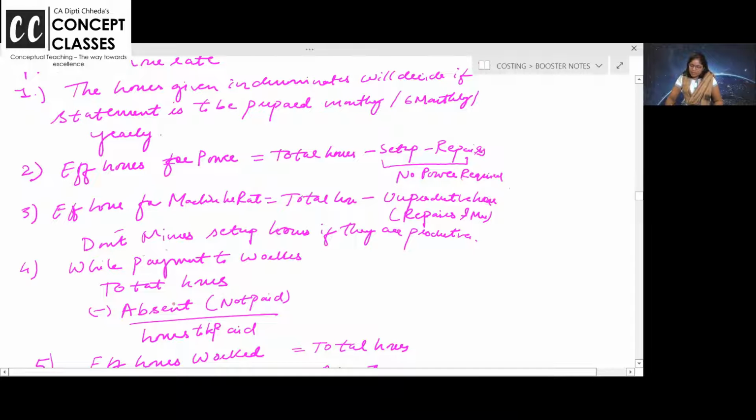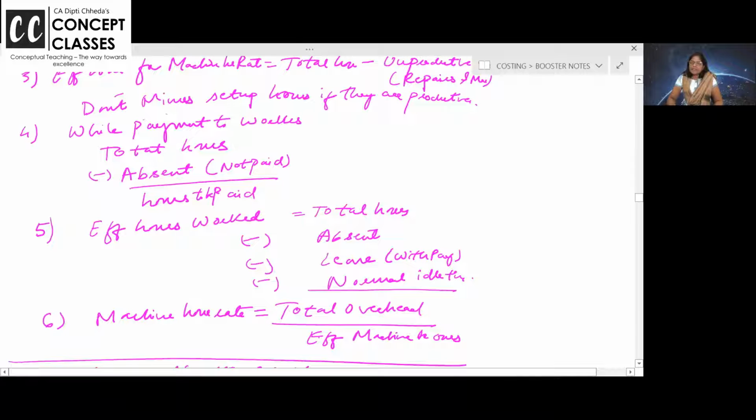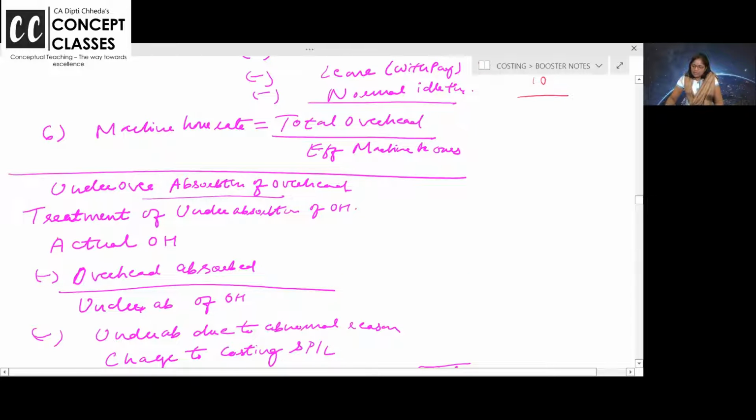While making payment to workers, you pay them for total hours minus the absent extra leaves for which they are not paid. So total hours minus the absent, minus the leave with pay, minus normal idle. So total hours worked is 500. 50 hours. So total 500 hours he is required to work. 50 hours he was absent. 10 hours he was absent with pay, but work was not done, right? And 10 hours we always give normal idle time, lunch time and all. See, we pay you for 8 hours, but half an hour lunch, 2 tea breaks, 1 hour here and there goes. So all that if you minus, you will get effective hours. Total overhead divided by effective hours, you will get the machine hour rate.